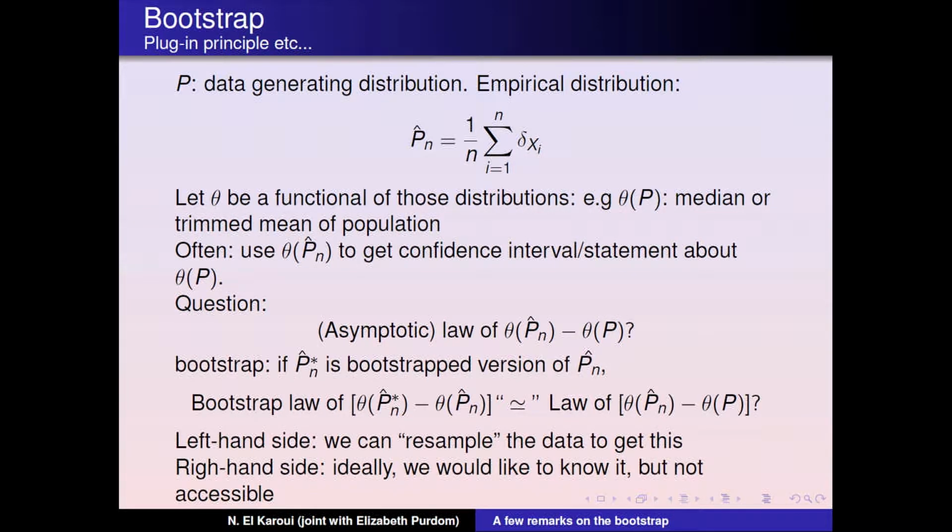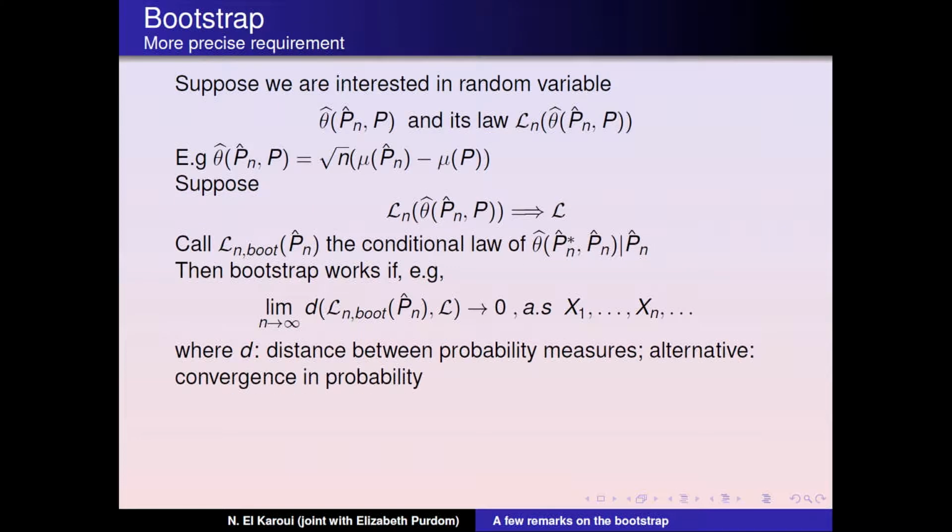Ideally what we'd like to have is that the bootstrap law of theta of P hat n star minus theta of P hat n, where P hat n star is a bootstrap version of P hat n, so it's the thing that happens when I resample many times, is hopefully basically the same as the law of the difference between my estimate and the parameter. Of course, this is what we'd like to know. We may need theory to do this. The advantage of the bootstrap is that we can just compute from the data. If this approximate equality is true, I don't need to do math to understand this. I can just resample.